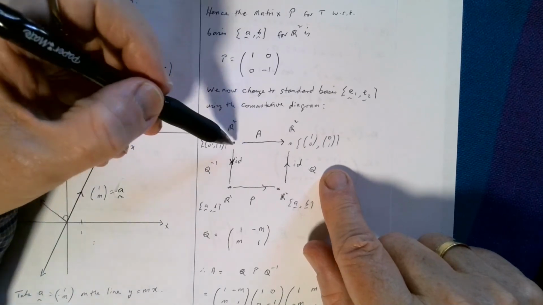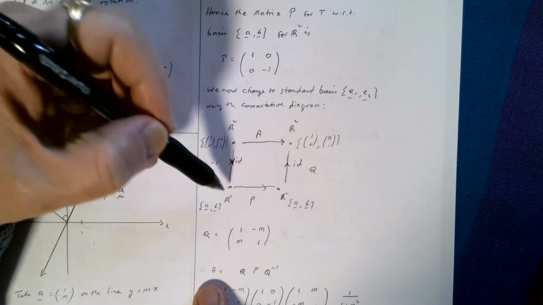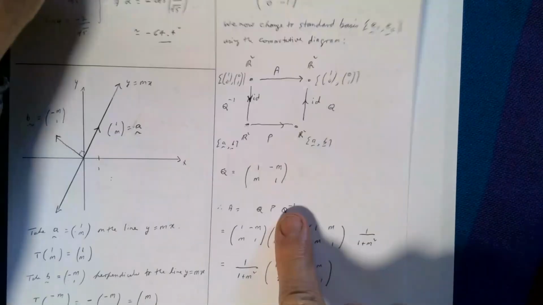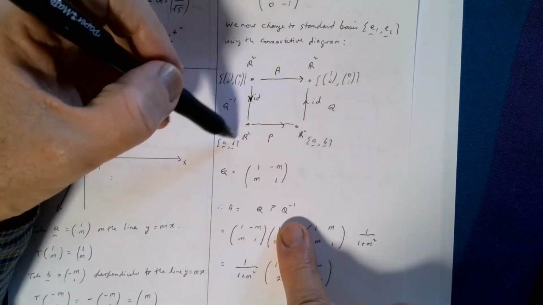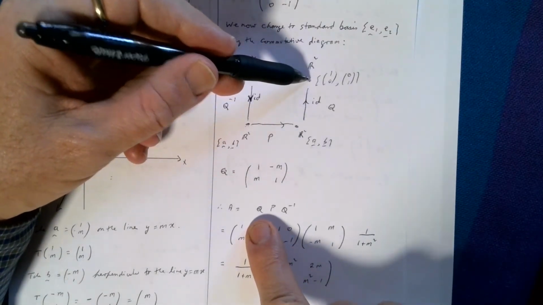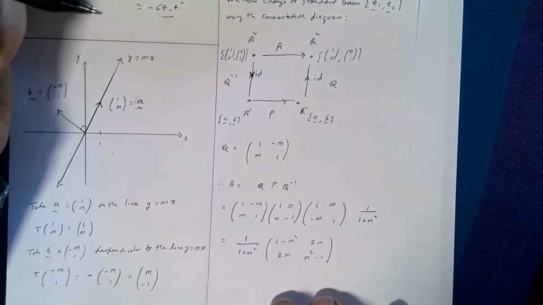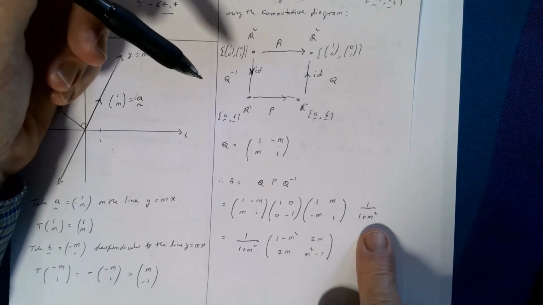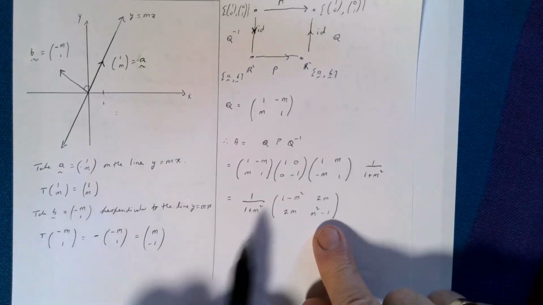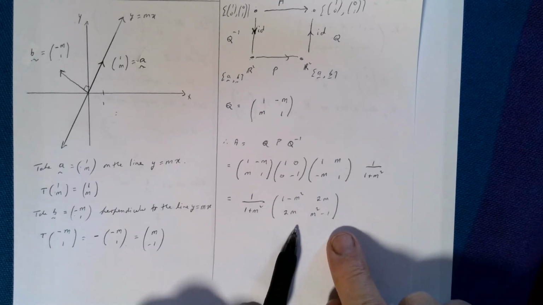And finally, the matrix A that we want, what do we do? We firstly take a vector and hit it with Q inverse, which is what I've written down here. Then we hit it with P, and then we hit it with Q. And so our A will be Q P Q inverse, and I've just written those down. That's the inverse of my Q here, and multiplying it all out gives me this matrix here. So this is the matrix that reflects a vector in the line y equals mx.